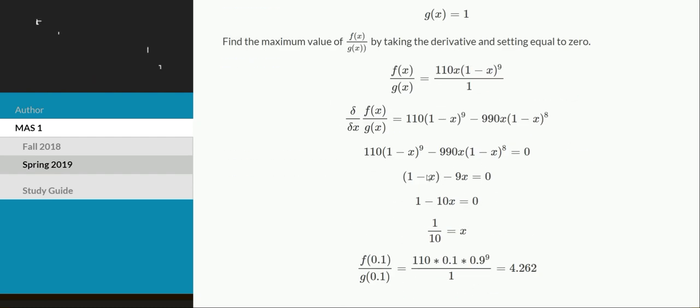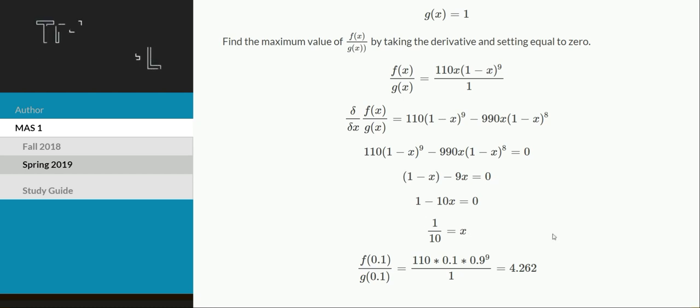So setting it equal to 0, dividing both sides by 110, because that's a common factor, as well as 1 minus x to the power of 8. So all we're left with is 1 minus x on the left side, and then 9x on the right side. And then finally we can solve that to be x equal 1/10.